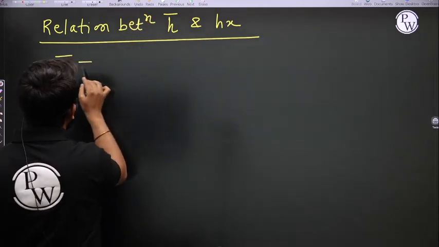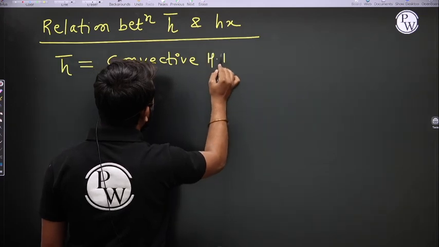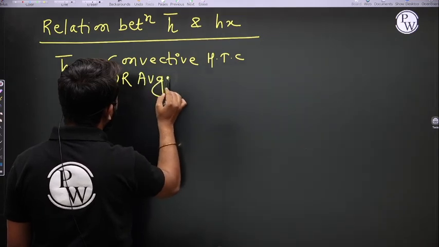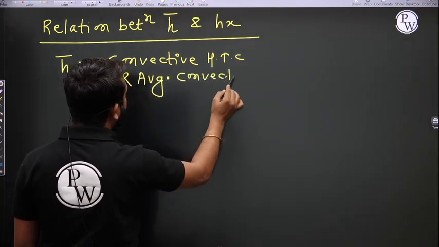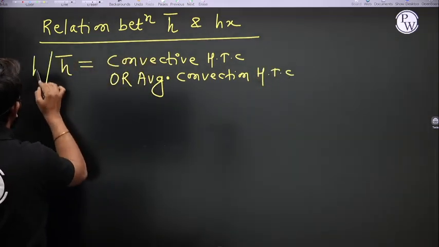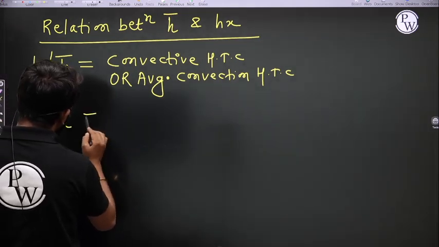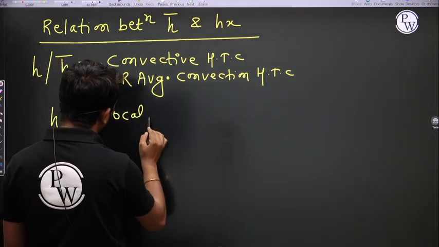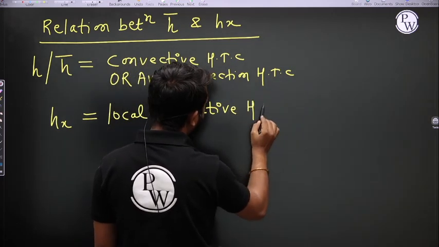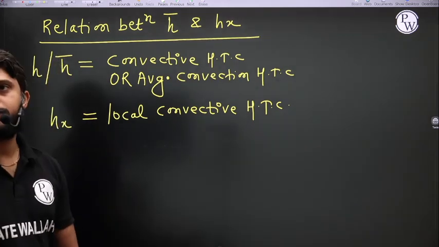average convective heat transfer coefficient, or simply you can say convective heat transfer coefficient, or average convective heat transfer coefficient. This is denoted by h also. Either you can say h or you can say h bar. What is the hx? That hx is local convective heat transfer coefficient, right?